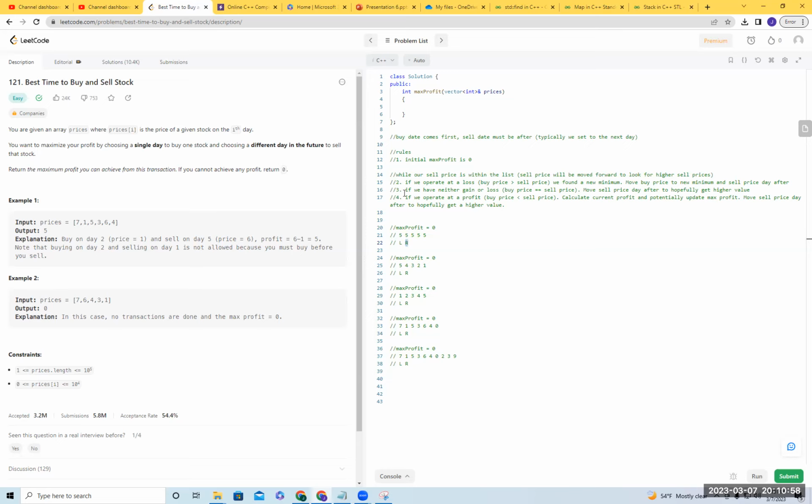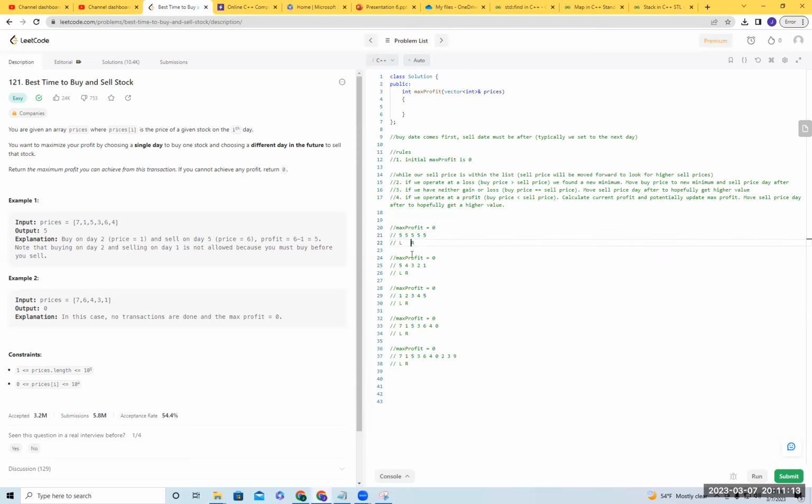So what rule does this operate under? It operates under here: we have neither a gain nor a loss, so all we're going to do is move our right pointer over. And once again, we're going to look at our left and right.